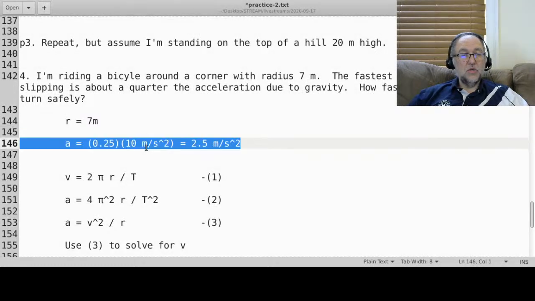The acceleration I told you was a quarter of g, and so that's 0.25 times 10, or 9.8, but round off to 10. So that's 2.5 meters per second squared. If I accelerated more than that, I'm in danger of slipping.